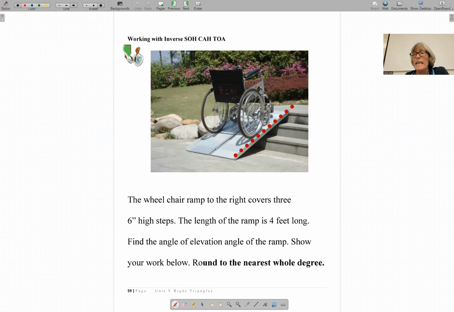All right, let's try an inverse SOH CAH TOA problem. It says the wheelchair ramp to the right, well, I put it above now, has 3 6-inch steps. So inch up, 3 up. And it's 6 inches each time. 6 inches, 6 inches, 6 inches. Keep that in mind. The length of the ramp is 4 feet. So the length itself is 4 feet.